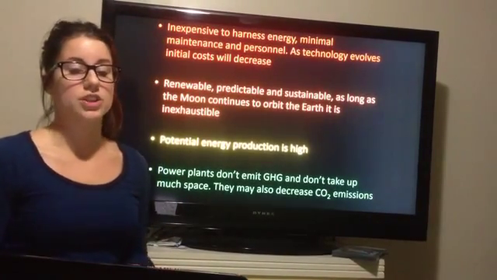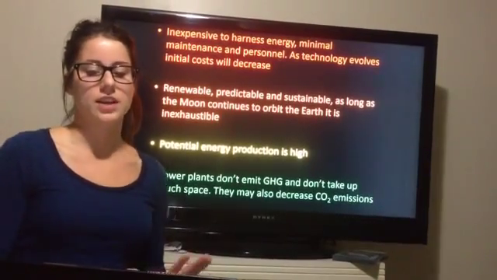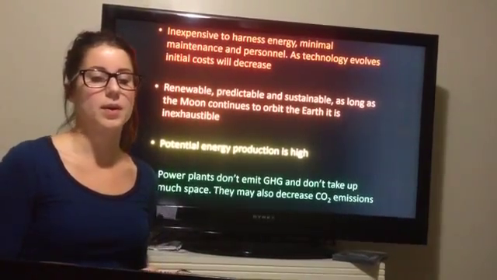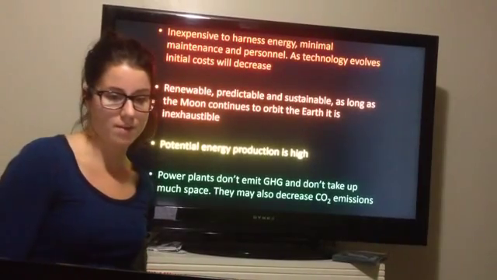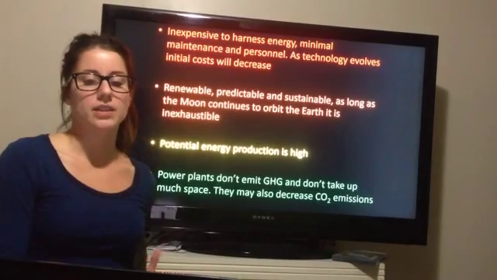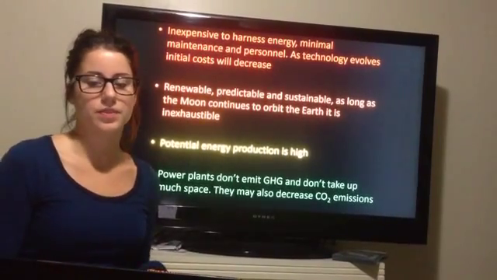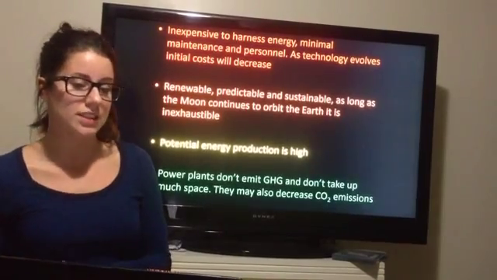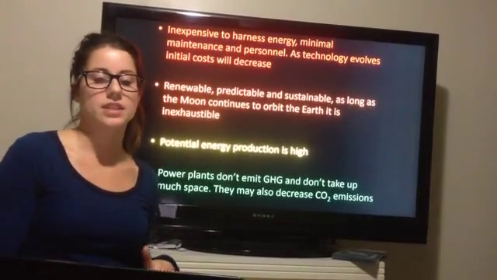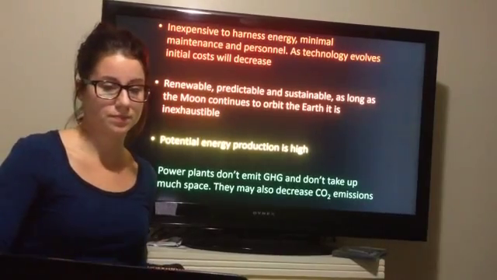Potential energy production is high. In 2013, the worldwide potential for tidal energy was estimated to be about 700 terawatts per year. After construction, tidal power plants don't emit any greenhouse gases and don't take up much space. They may also actually decrease CO2 emissions by facilitating photosynthetic organism growth in lagoons.